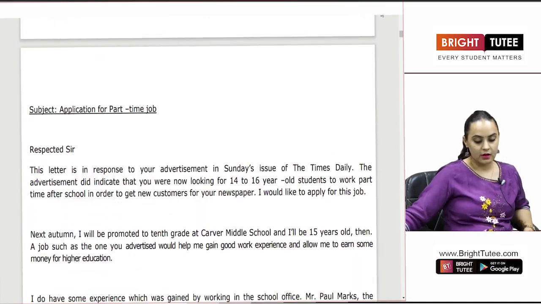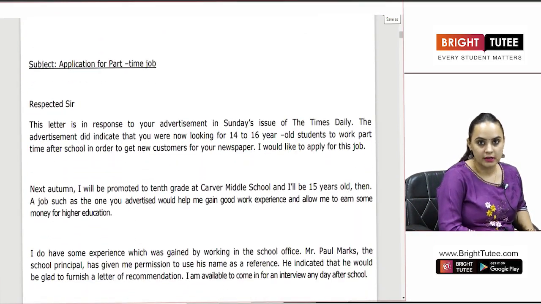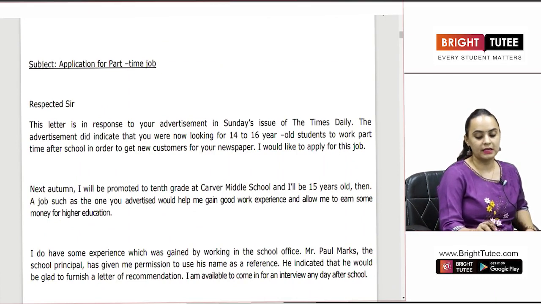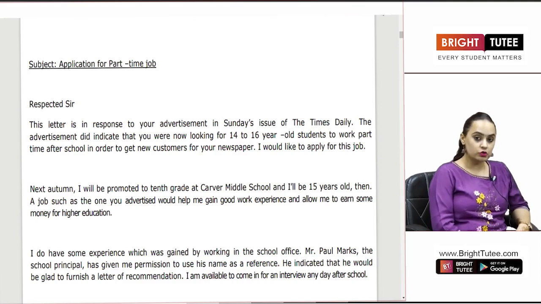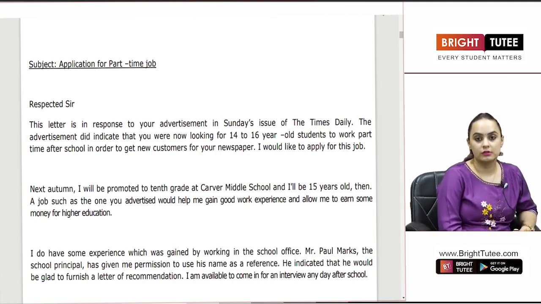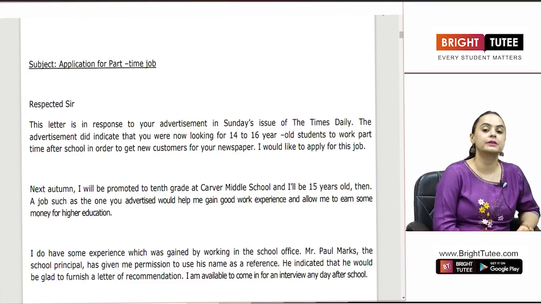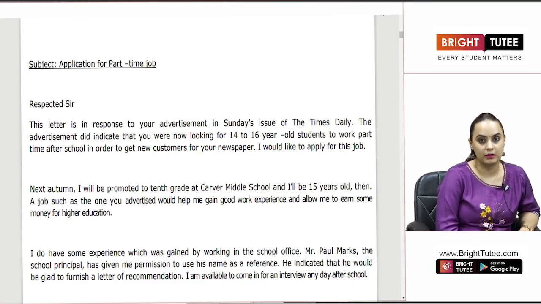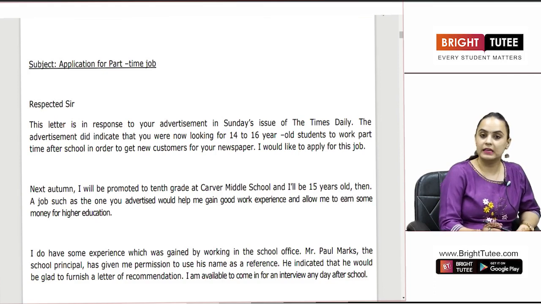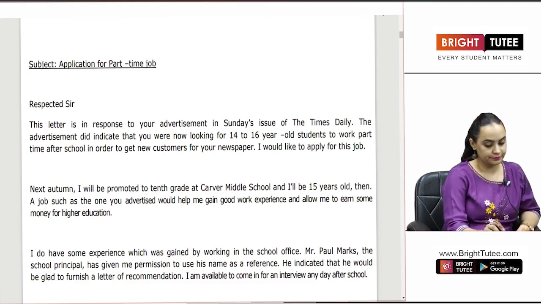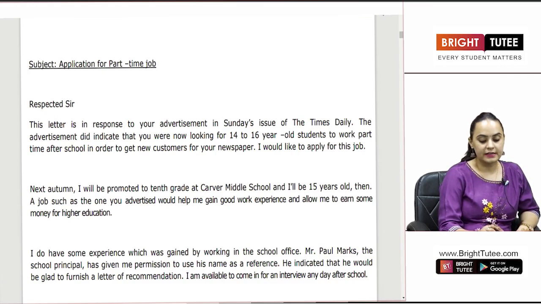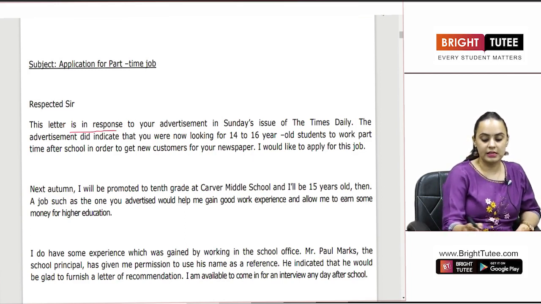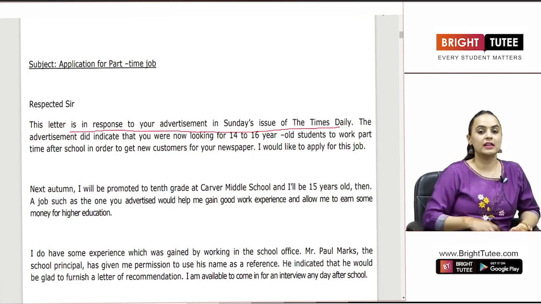Going further, we write the subject. What is the subject? Application for part-time job. So you are writing a letter to the manager of the Human Resource Development of the Times Daily because you are in need of a part-time job. So we begin writing, respected sir or sir, this letter is in response to your advertisement in Sunday's issue of the Times Daily.